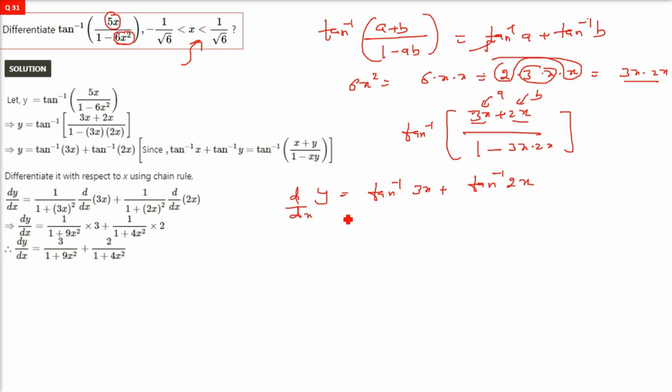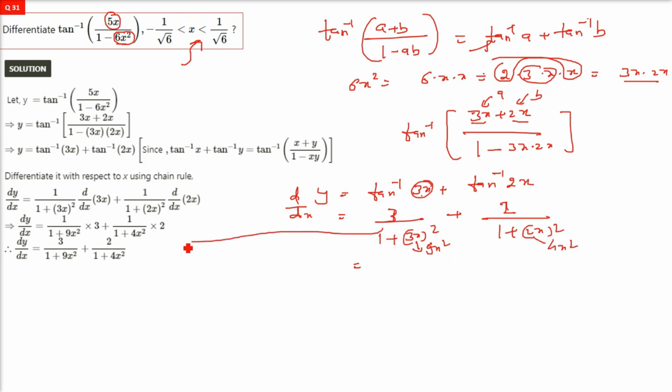When we take dy by dx, tan inverse of anything, the differentiation is 1 by 1 plus square of that thing. So 1 by 1 plus 3x whole square, and differentiation of 3x is 3. Tan inverse 2x gives 1 by 1 plus 2x whole square, and differentiation of 2x is what? 2. So this is the final, and 3x square is 9x square, and 2x square is 4x square. So just keep it like that.